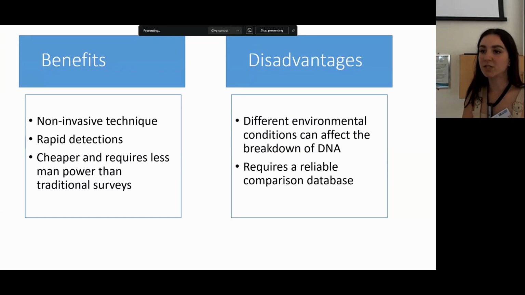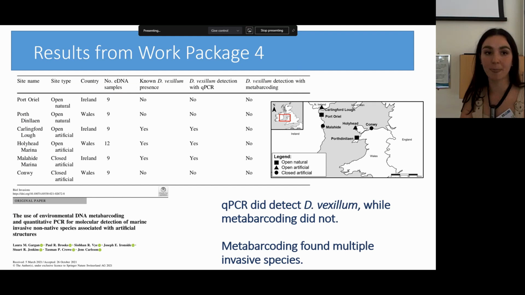So some of the benefits and disadvantages of using eDNA: the benefits are it's a non-invasive technique. It allows for rapid detections, and it's cheaper and requires less manpower than traditional surveys. Whereas the disadvantages are that different environmental conditions can affect the breakdown of DNA, for example, the amount of UV radiation or primary productivity occurring within an environment. And it also requires a reliable comparison database, because you don't have the specimens, you need sequences that you can compare to identify them.